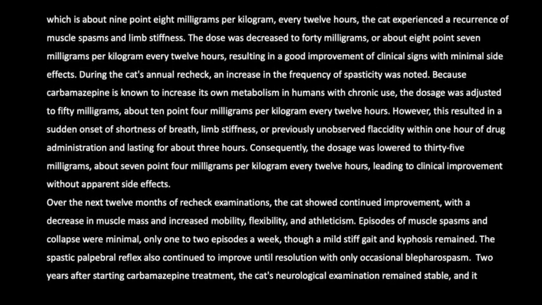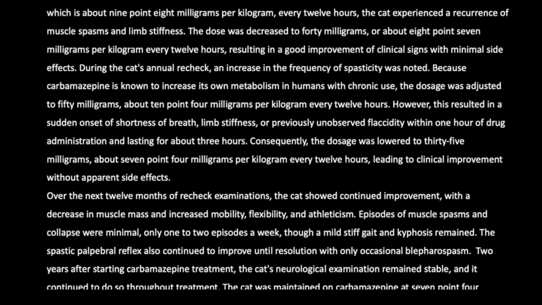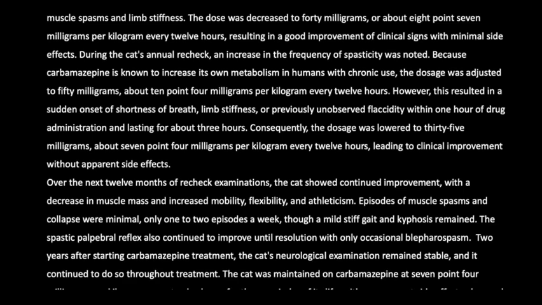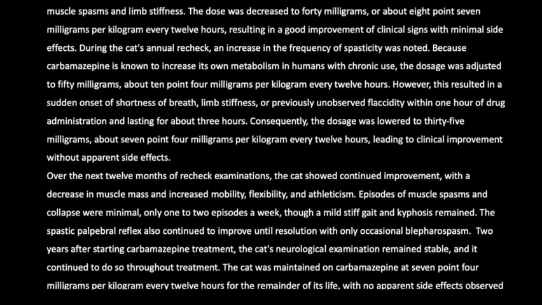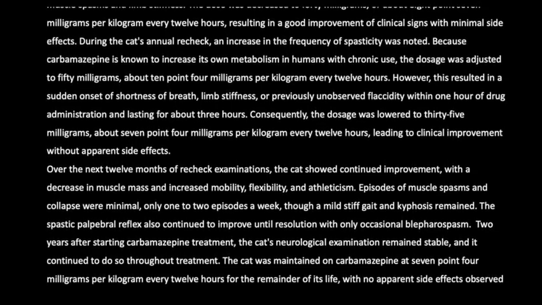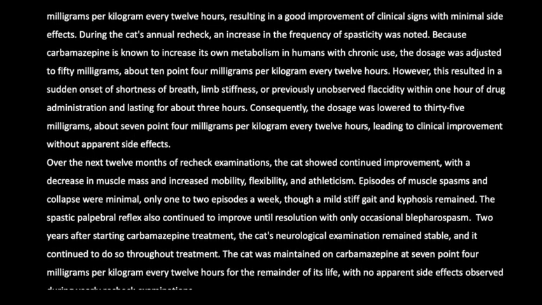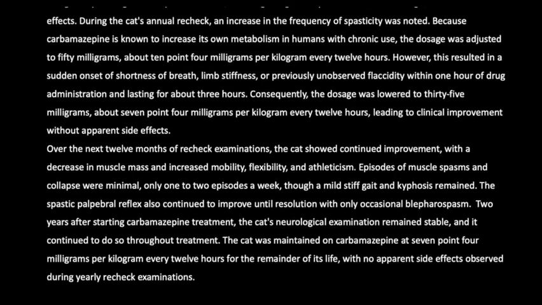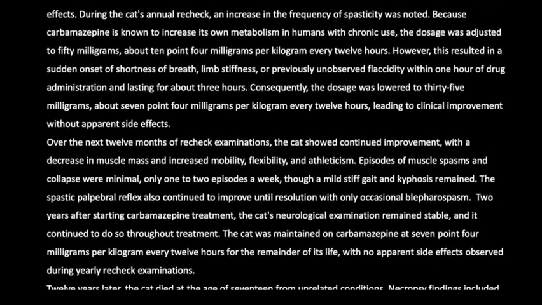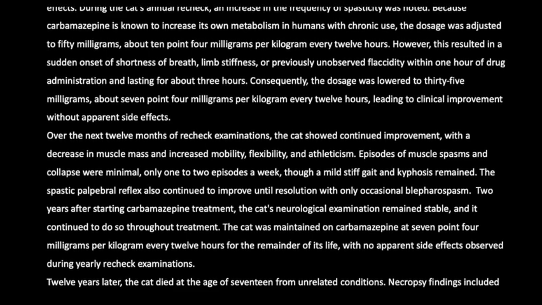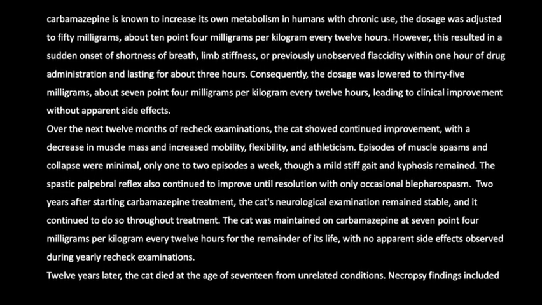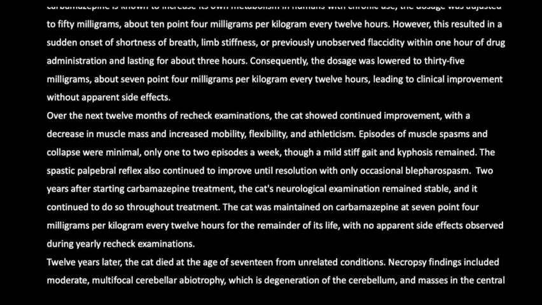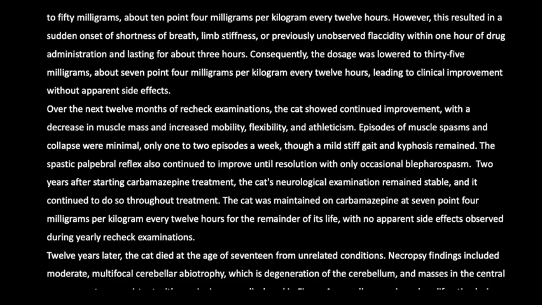However, this resulted in a sudden onset of shortness of breath, limb stiffness, or previously unobserved flaccidity within 1 hour of drug administration and lasting for about 3 hours. Consequently, the dosage was lowered to 35 mg, about 7.4 mg per kilogram every 12 hours, leading to clinical improvement without apparent side effects. Over the next 12 months of recheck examinations, the cat showed continued improvement, with a decrease in muscle mass and increased mobility, flexibility, and athleticism.